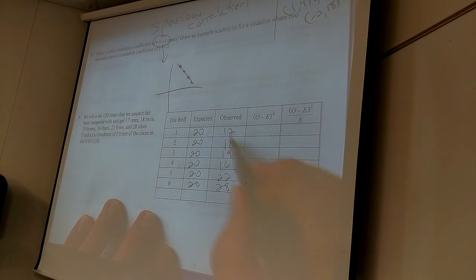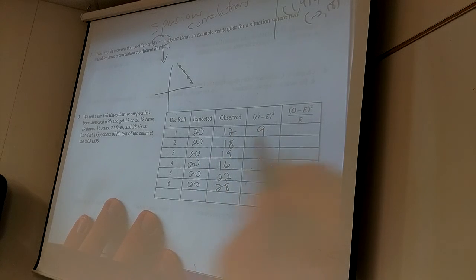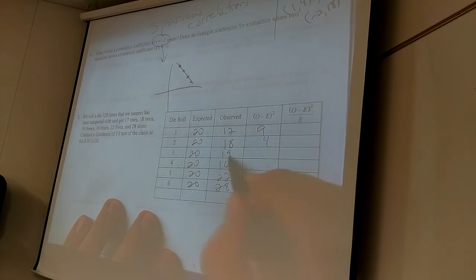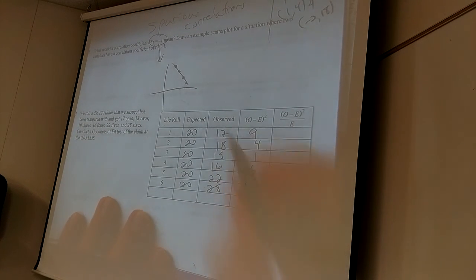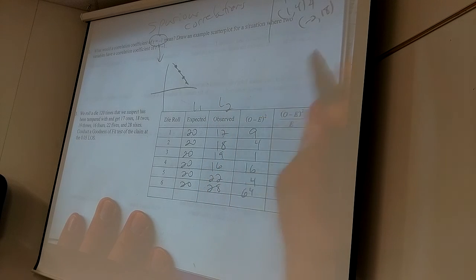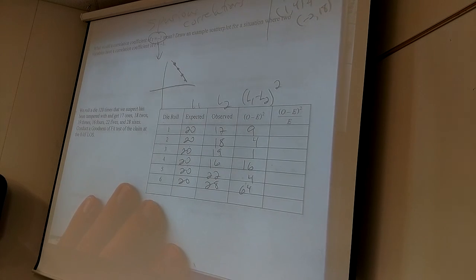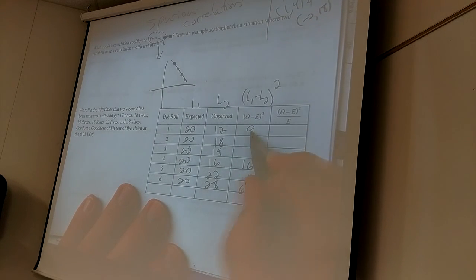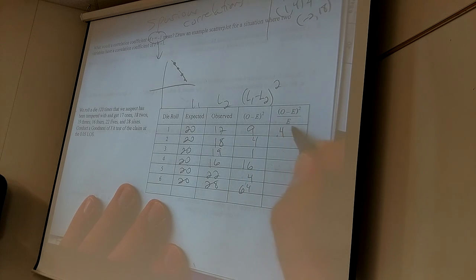Now this isn't that hard to do in your head. The difference is 3 squared is 9. The difference is 2 squared is 4. 1, 16, 4, 64. But again, you could do L1, L2, L1 minus L2 squared. You could do all that in the lists if you wanted to. And then I divide each of these by the expected. So I basically multiply by 5 and move the decimal over twice.